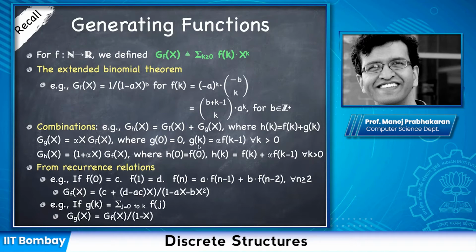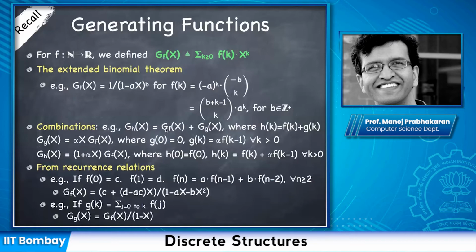So for instance, if you multiply g(x) by x, or a constant times x, what you have is a generating function for another function which shifts the indices by 1. So g0 becomes 0 because there's no constant term in this expression. And g1 is the same as f0 times alpha. So gk more generally is alpha times f(k-1). So it just shifts f by 1 position.